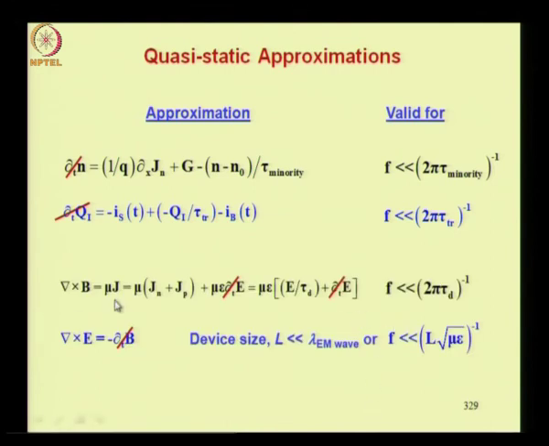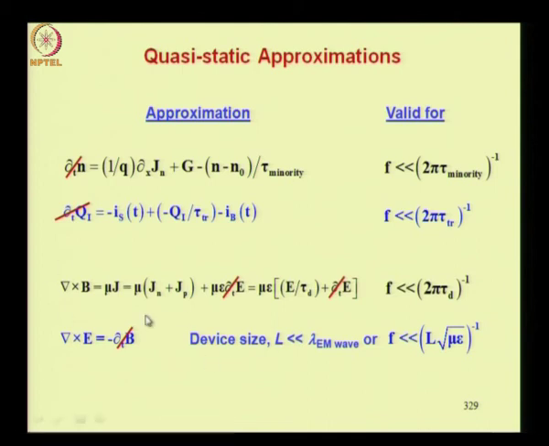So you take Maxwell's equations: curl B is equal to μ times J, that is μ times (Jn plus Jp), plus the J also includes the displacement current. Now often we like to neglect the displacement current because we say the frequency is not very high. Now what is the condition for that?